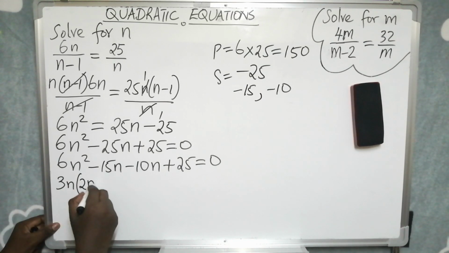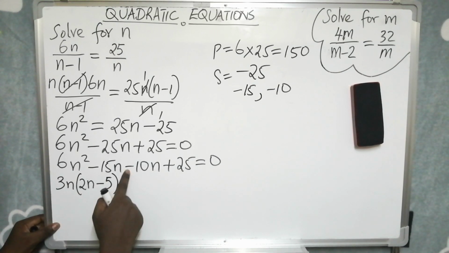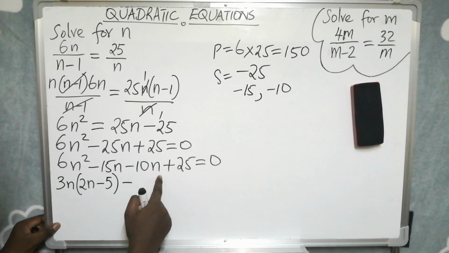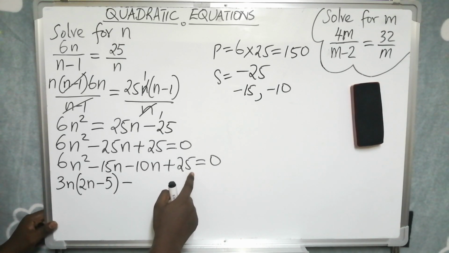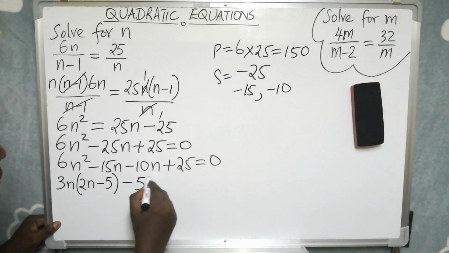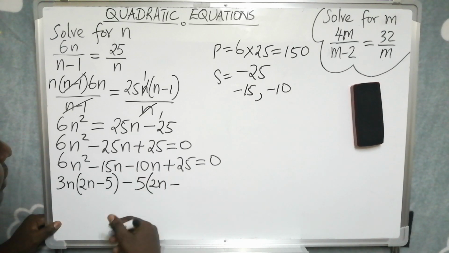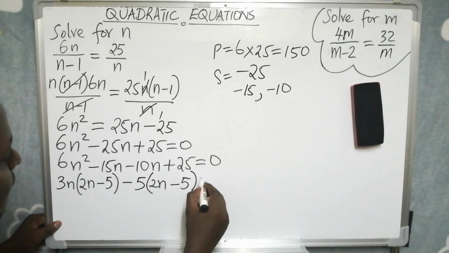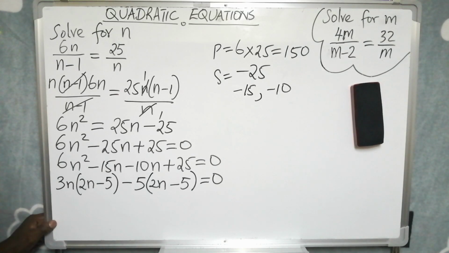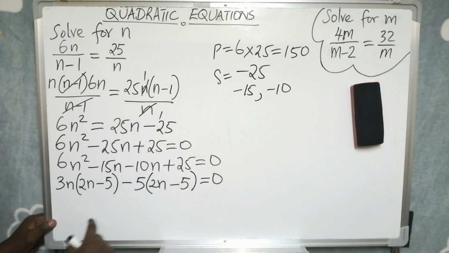because of 2n minus 5, minus 10n plus 25. We check what is common there, and we find it is 5 because of 2n, minus 5 is equal to 0. Negative 5 times negative 5 is positive 25.